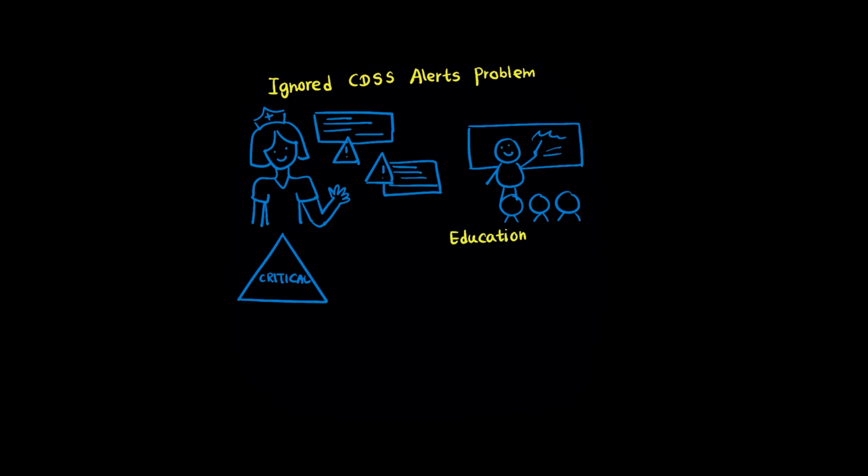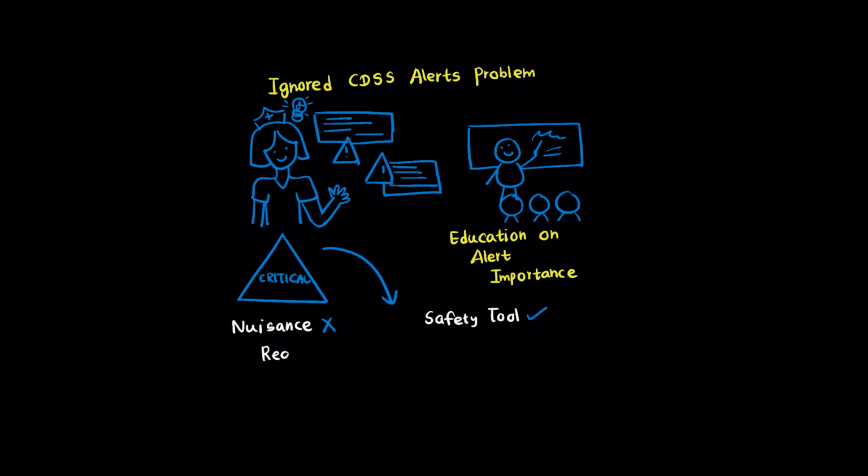The solution is education on importance training. Teaching staff why these alerts matter. Here's the psychology. When people don't understand the purpose behind warnings, they treat them as nuisances. But when you educate staff about real cases where alerts prevented medication errors, show them data on near misses caught by the system, explain how each alert protects specific patients, suddenly those annoying pop-ups become valuable safety tools.